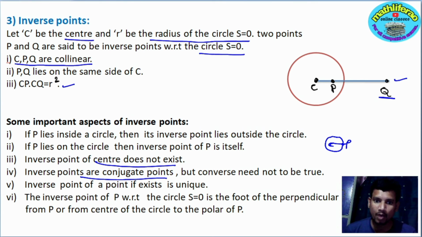Next, last point. The inverse point of P with respect to the circle S equal to 0 is the foot of the perpendicular from P or from the center of the circle to the polar of P. For example, if the P point is inside the circle, the polar equation is outside of the circle. To find the inverse point, find the foot of the perpendicular from the center of the circle to the polar, and that is the inverse point of P. Since inverse points are conjugate points, the polar of P passes through the point Q. These are some important aspects of inverse points.